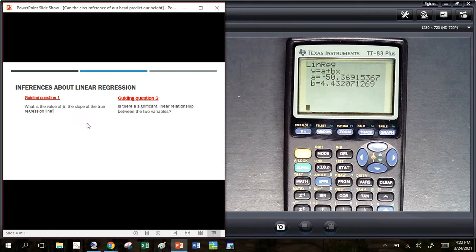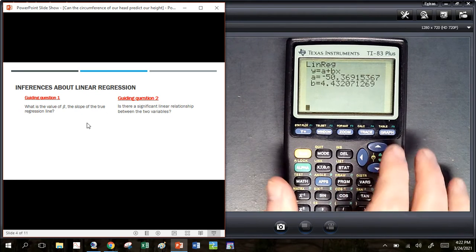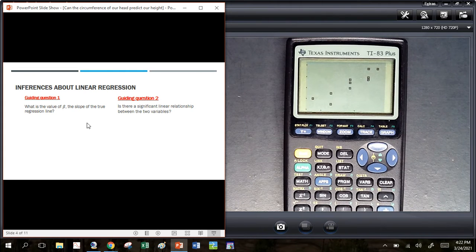The second guiding question we're going to answer is, is there a significant linear relationship between the two variables? We can see on the scatter plot that there does appear to be one, but we want to see if there's a significant one. So we're going to use procedures similar to other topics. When we're talking about trying to find the true value of the slope, we're really talking about confidence intervals.